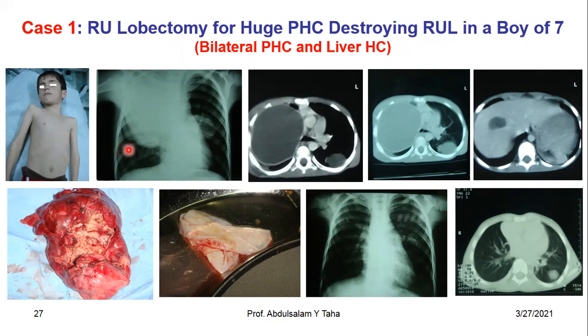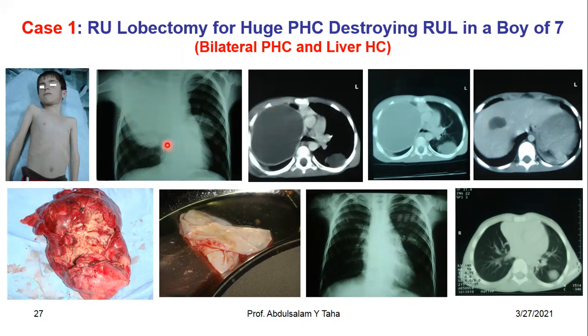His plain chest X-ray revealed a huge homogeneous ovoid opacity in the right upper zone with a shift of the trachea to the opposite side. The CT scan showed a huge cyst in the right lung and another cyst also in the left lung, beside a small cyst in the liver.